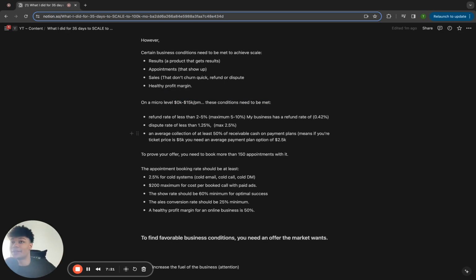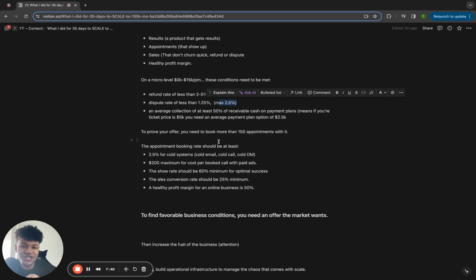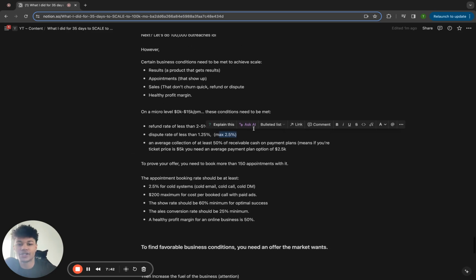That means out of 250 clients, we get maybe one refund. And that's if they meet the terms for the guarantee, right? A dispute rate of less than 1.25%. Okay. This is extremely important, because if you even touch that 2.5%, Stripe is going to shut you down. Okay. And you're done. Okay. An average collection of at least 50% receivable cash on payment plans.